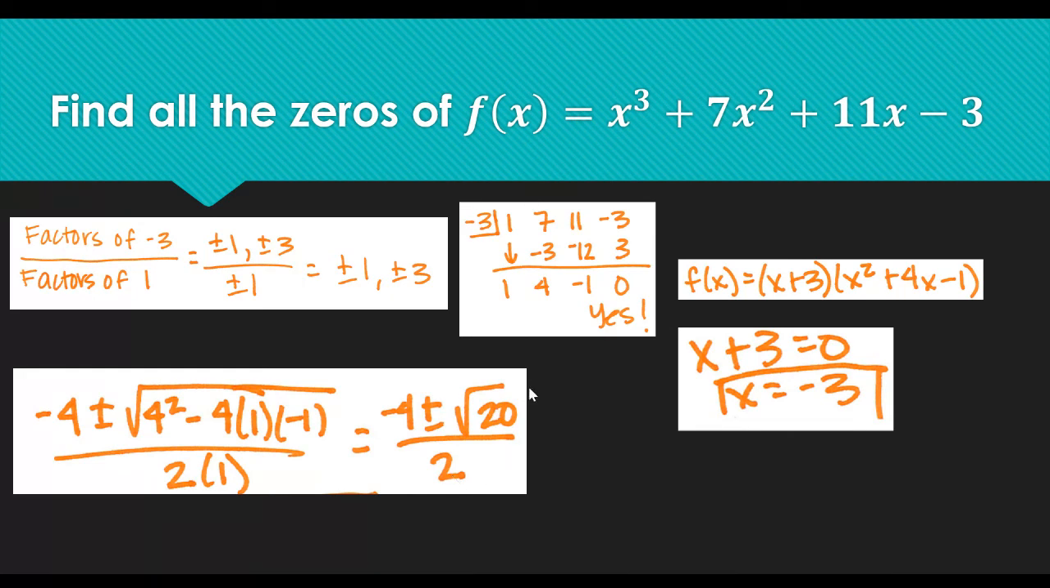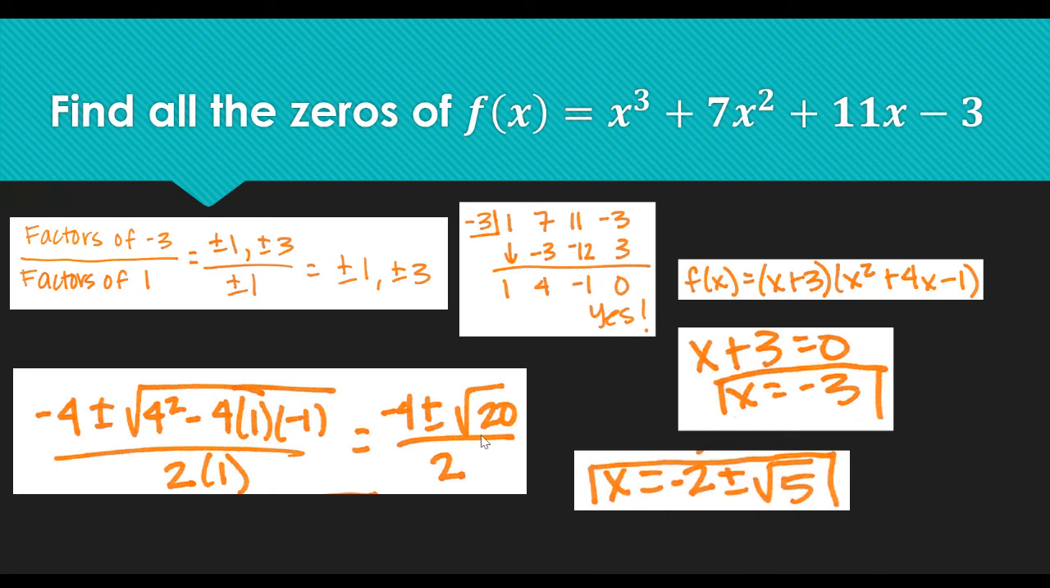We can break down the square root of 20. That'd be 4 and 5, 2 and 2 and 5. There's a pair of 2's. So I have -4 plus or minus 2 square roots of 5 over 2. They all have a 2 in common. So that gives me -2 plus or minus the square root of 5. So my zeros, my solutions are -3 and -2 plus or minus the square root of 5. Oof, I told you that one was rough.